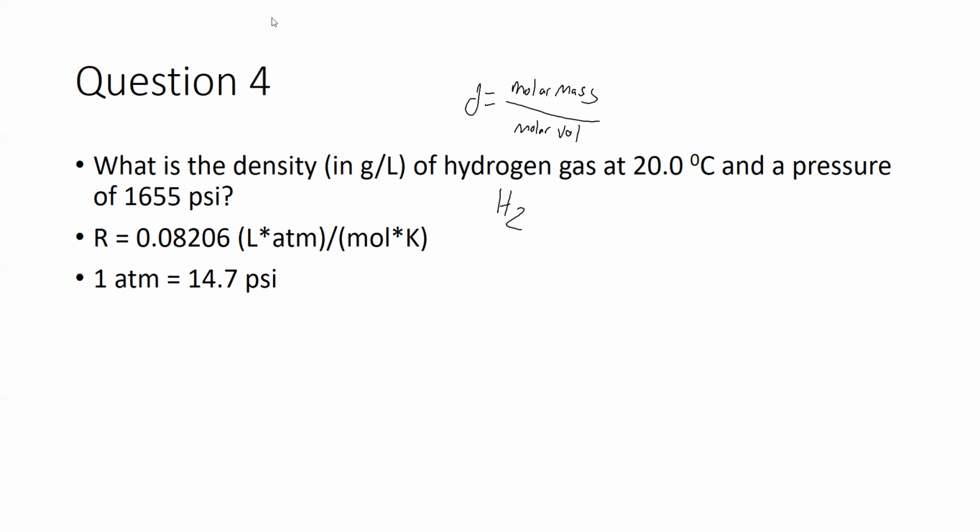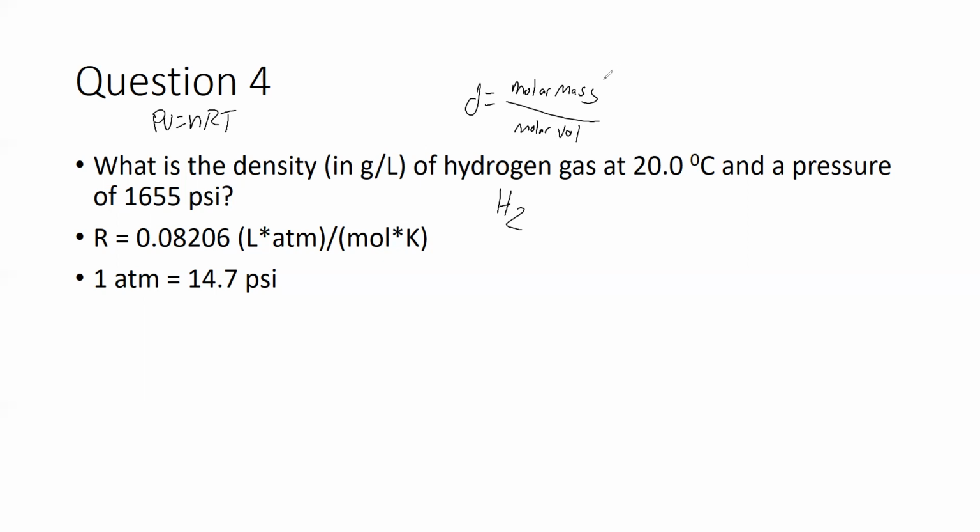Time is running short, so it's okay if you haven't quite finished. Hopefully you got to the point at least of looking at variables and trying to formulate a plan of action. So I'm going to go through PV equals nRT again. There's two things that we need to figure out for density. We need the molar mass and we need the molar volume.